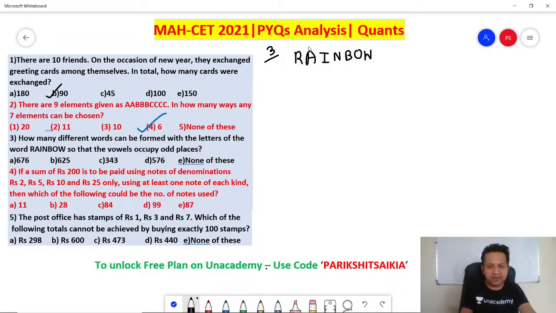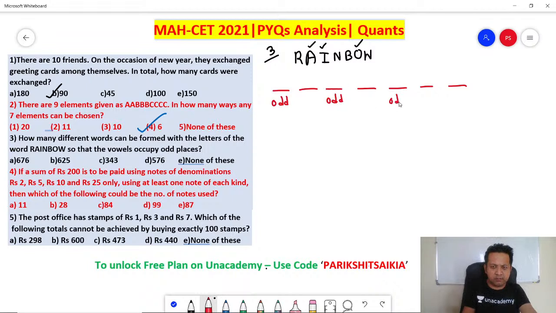Which are the vowels? A, I, O. So there are 3 vowels. Right? So how many letters are there in the word RAINBOW? 7. So 1, 2, 3, 4, 5, 6, 7. What are the odd places? Remember, vowels need to go to the odd places. So this is odd, this is odd, this is odd, and this is odd. So there are 4 odd places. How many vowels are there? There are 3 vowels.